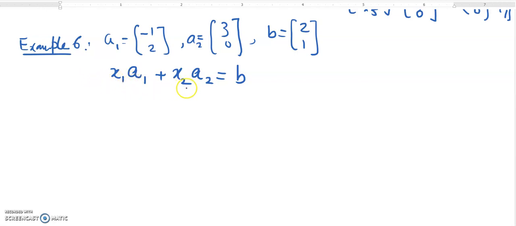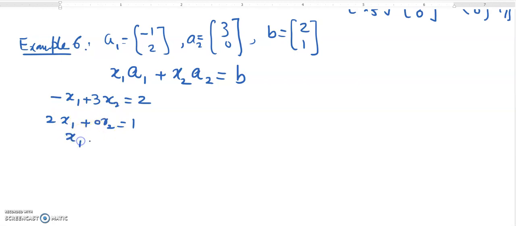So this is actually nothing but the vector form of a system of linear equations. In this case, we can write the system as minus x1 plus 3x2 is equal to 2, and 2x1 plus 0x2 is equal to 1. So we have these two equations, and fortunately the second equation is very easy to solve.